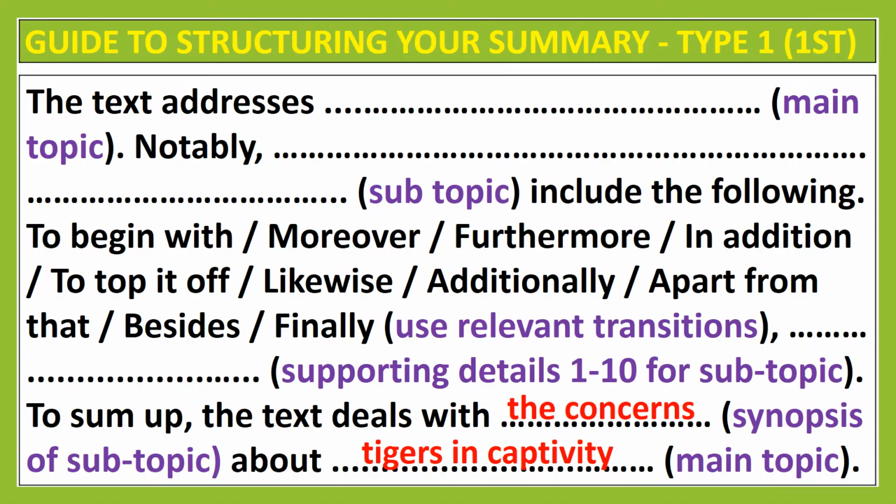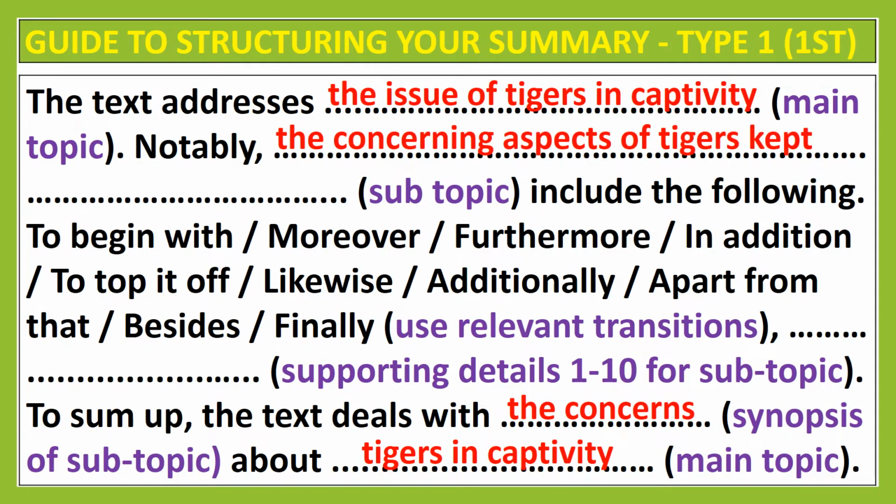Read the text carefully and annotate it to identify supporting details for the subtopic. To write an effective summary, follow these steps, ensuring it is presented as a unified paragraph. Begin with a suitable paragraph starter. Develop a topic sentence that conveys the main topic, the issue of tigers in captivity. Effectively introduce the subtopic, the concerning aspects of tigers kept in captivity.